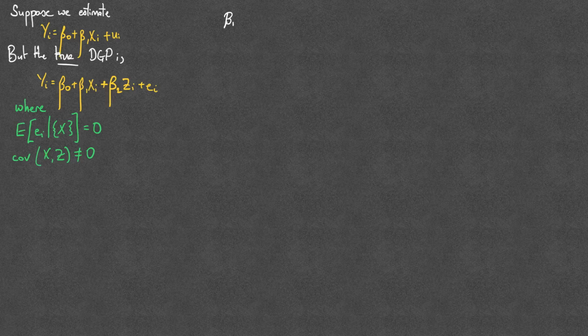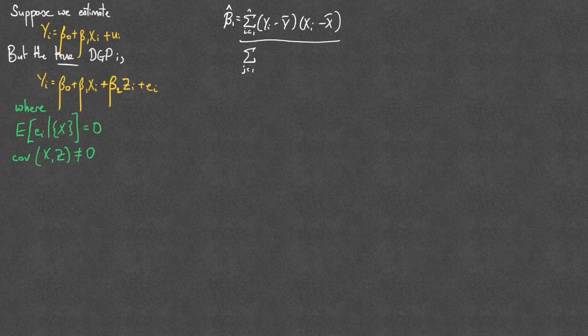Now the OLS estimator, if we're estimating this specification, is just given by beta 1 hat is equal to the sum of the yi minus y bar times the xi minus x bar, over the sum of the xi minus x bar squared. Now a good place to start in any problem where we're trying to examine consistency is by substituting the data generating process into our estimator.